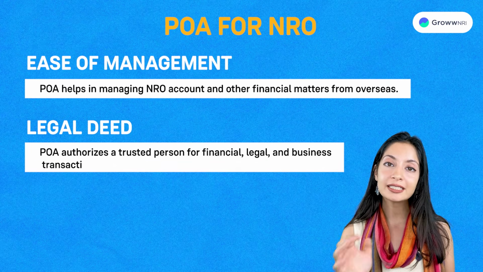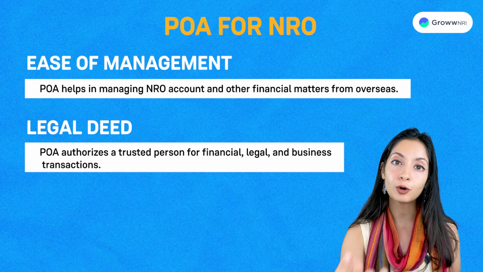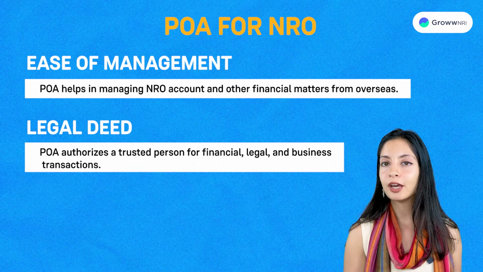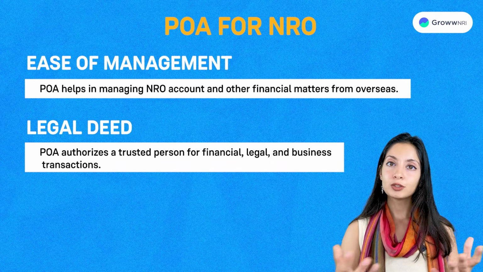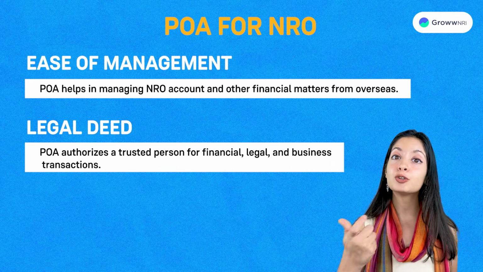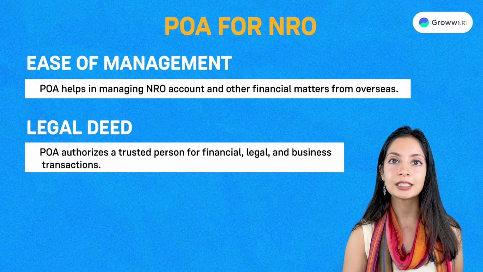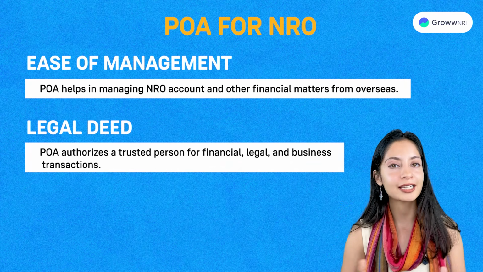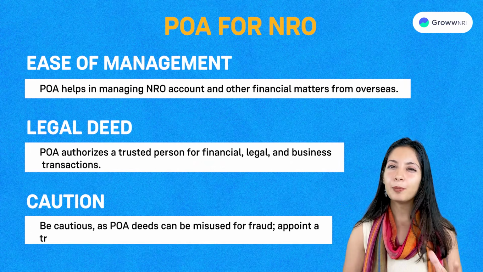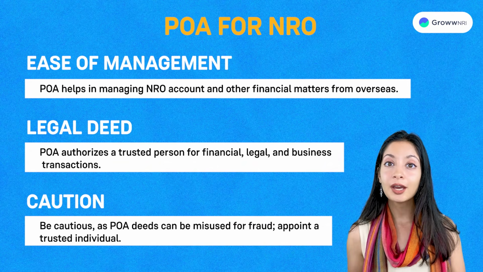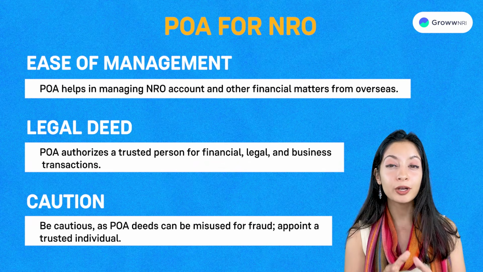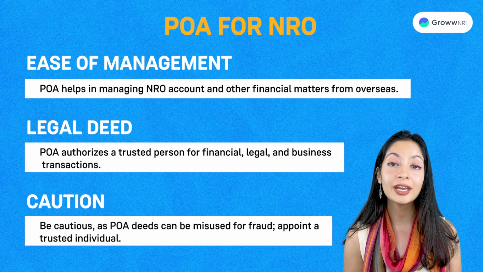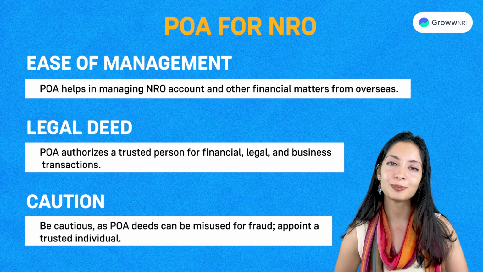A POA is a legal deed wherein you provide authority to a trusted person to represent you in financial, legal and business transactions. So, for example, a POA can issue checks from your account, buy real estate, rent properties, sign your tax forms, etc. While appointing a POA can ease your burden, POA deeds are also used to execute fraud. Make sure you appoint a trusted person as your POA and educate yourself about the rules of POA.